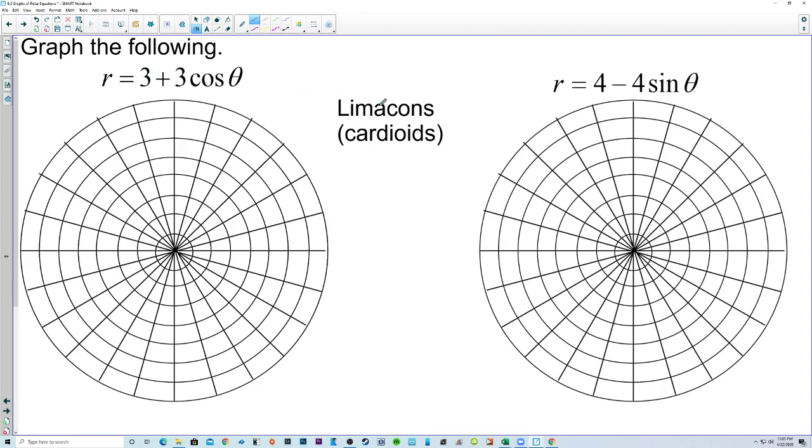Graph the following. These are limacons, and more specifically, they are cardioids, and they look like hearts. Now, when you graph sine and cosine, they're very circular. So these heart shapes are much rounder than your traditional hearts you would see drawn for Valentine's Day. So let's follow the same rule.